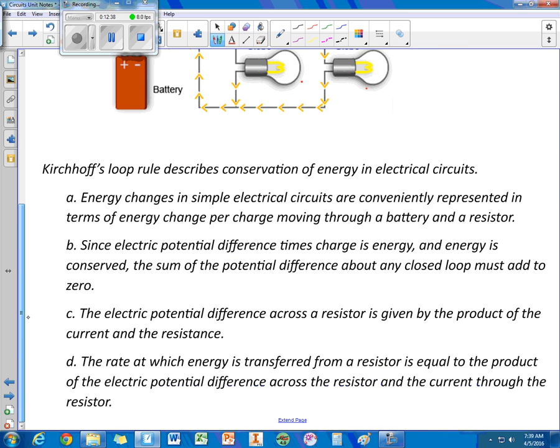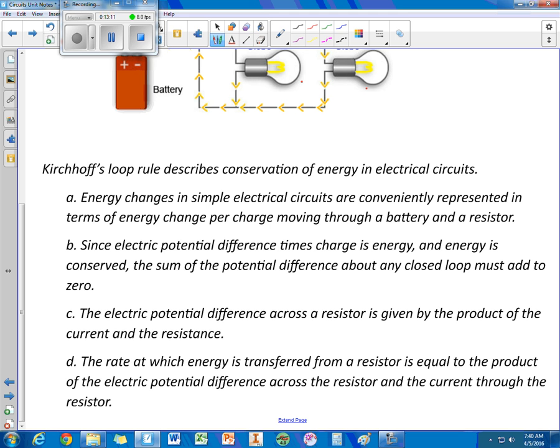So, for some review, Kirchhoff's loop rules describe conservation of energy in circuits. Energy changes in simple electric circuits are conveniently represented in terms of energy change per charge through a battery and resistor. We call it that voltage. Since the electric potential difference multiplied by charge is energy, remember delta V times Q equals work, and energy is conserved, the sum of the potential differences about any closed loop must add up to be 0. So that's Kirchhoff's first law.